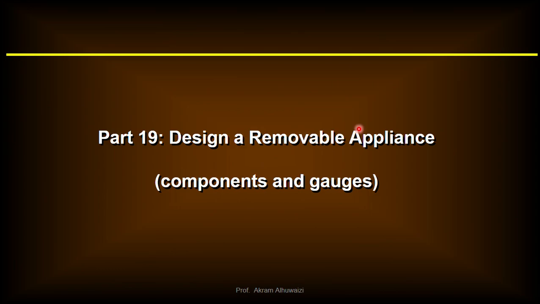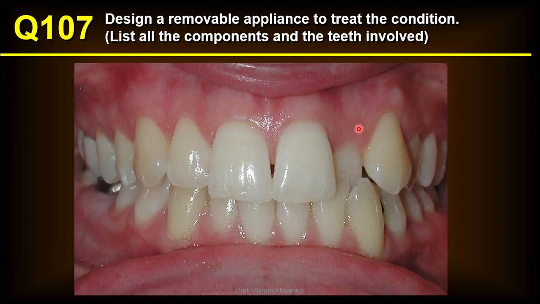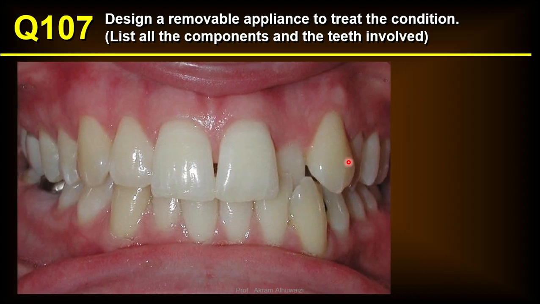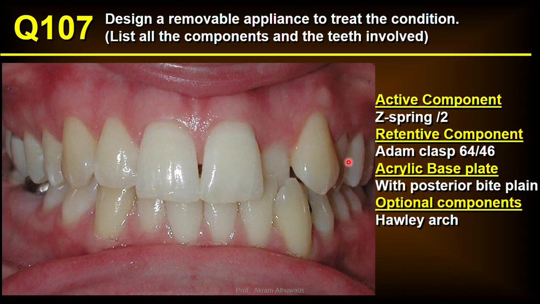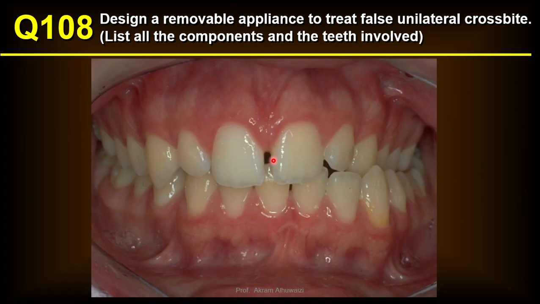Part 19 is design a removable appliance. Design a removable appliance to treat this condition, crossbite of a lateral incisor. The design will fall into active components: a Z-spring to push the lateral incisor. The retentive components, since he has permanent teeth, are Adams clasps on 6s and 4s. Why the 4s? Because we have to have anterior retention with Z-springs. Also the acrylic base plate, don't forget it, with the posterior bite plane. Optional components could be a Howley arch to control the proclination of the lateral incisor.